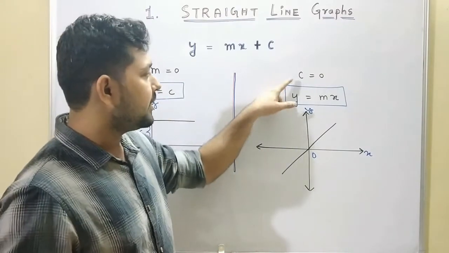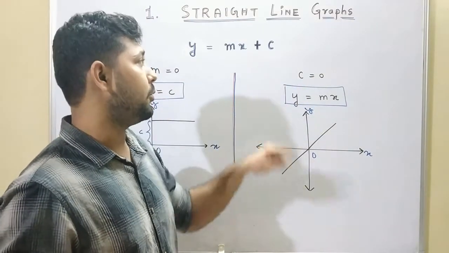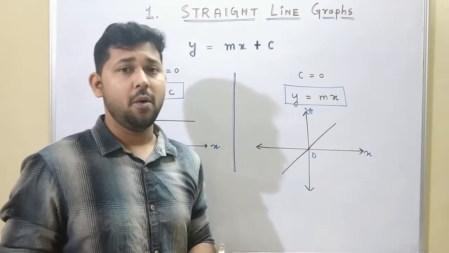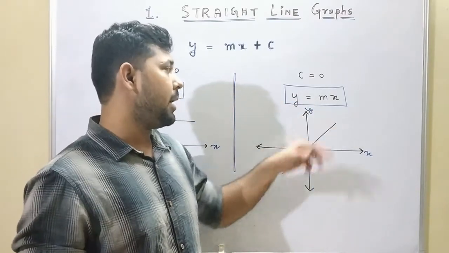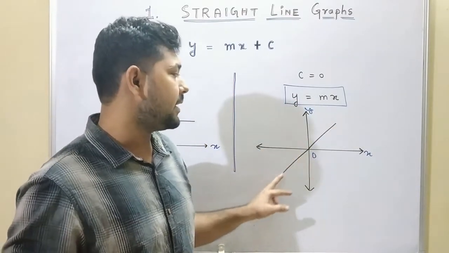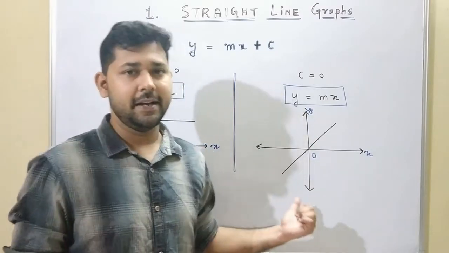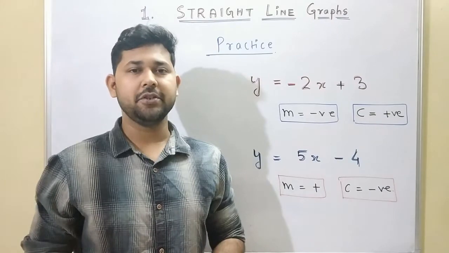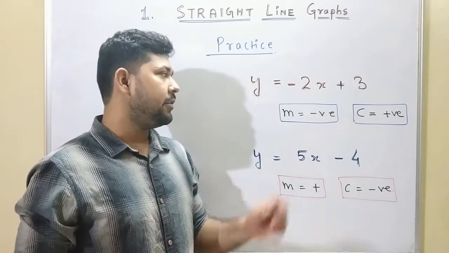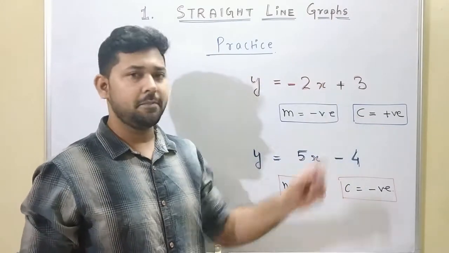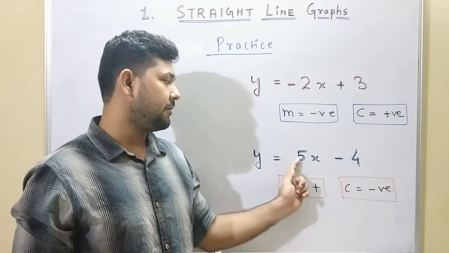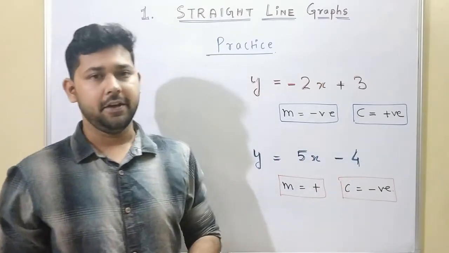And one more graph you can see, if you put c equal to 0 in this particular equation, you get y equals mx. y equals mx, there is no intercept, so the line is passing through the origin, and you will get this graph. All right, here are two questions for practice. The m value is negative and the c value is positive in this equation, and the m value is positive and the c value is negative here.